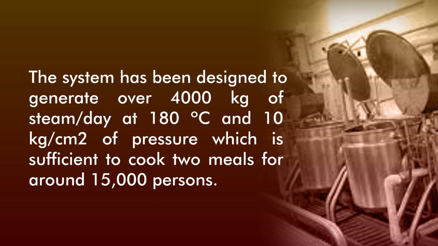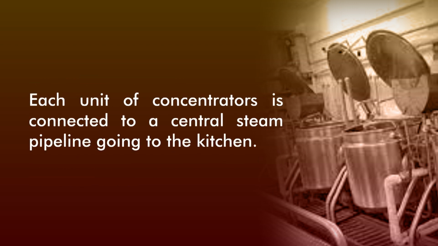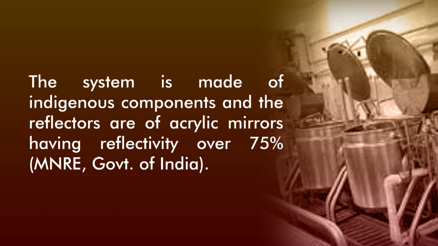It is modular in nature and consists of 106 automatically tracked parabolic concentrators arranged in series and parallel combination, each of 9.2 meter squared reflector area. Each concentrator unit is connected to a central steam pipeline going to the kitchen. The system is made of indigenous components and the reflectors are of acrylic mirror having reflectivity of over 75%.